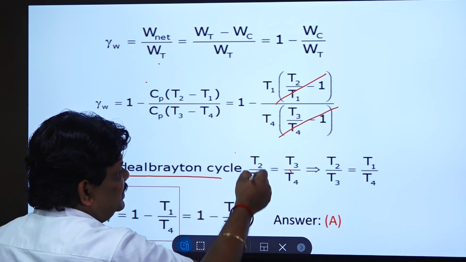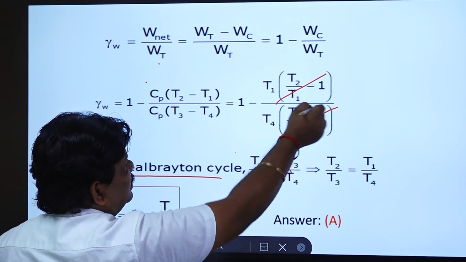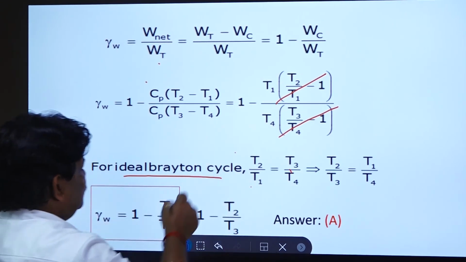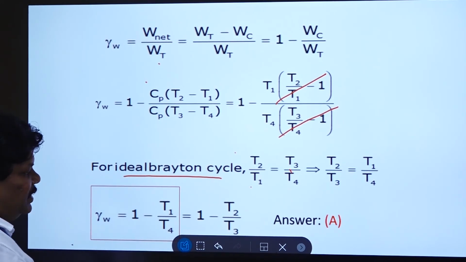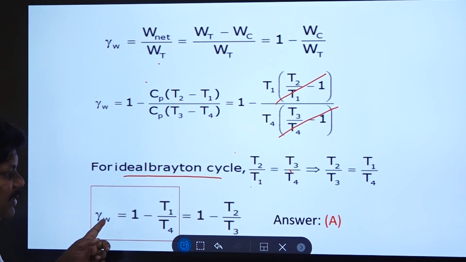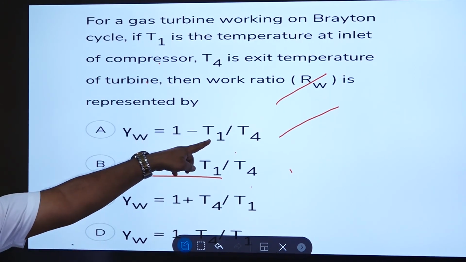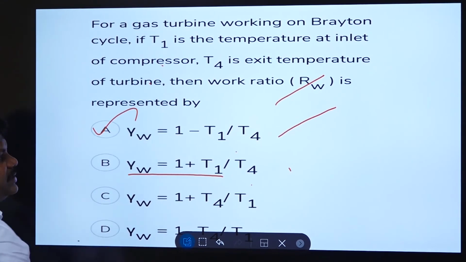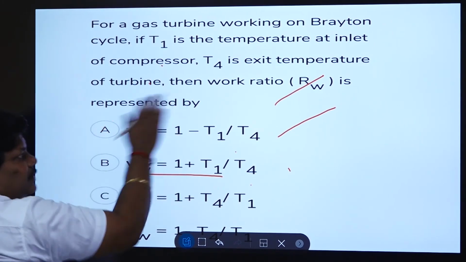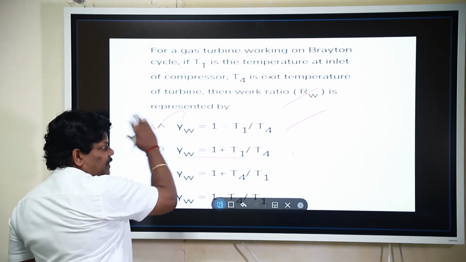Am I right? Okay, so you can cancel these two, T2 by T1 and T3 by T4. So you will get 1 minus T1 by T4. So this work ratio is 1 minus T1 by T4. So it is here and you can find the answer. The answer is A. Right?